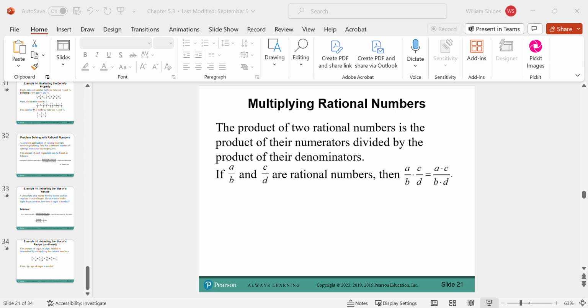Hello class, we are returning now to complete chapter 5.3. We're going to start back where we left off at multiplying rational numbers.